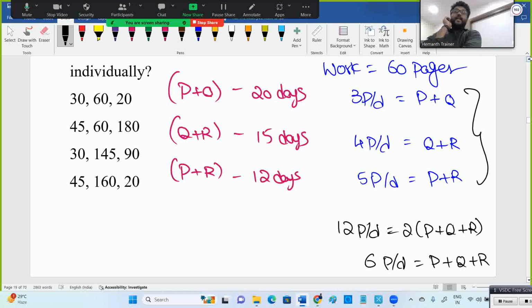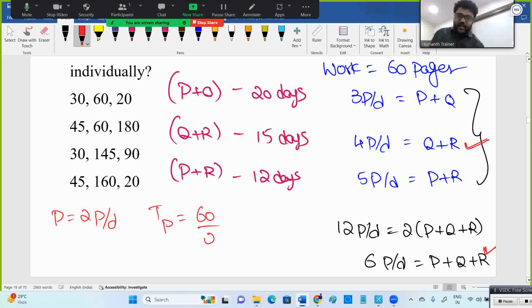Now I want P alone, so you can understand what Q and R are here. Q and R can type 4. All 3 can type 6, means P can type 2 pages per day. Q and R is 4, all three should be equal to 6, means P is typing 2 pages per day. What is the total number of pages? 60. P is typing 2 pages per day, means time taken by P is 60 divided by 2, which is 30 days. Next, what about Q, sir?